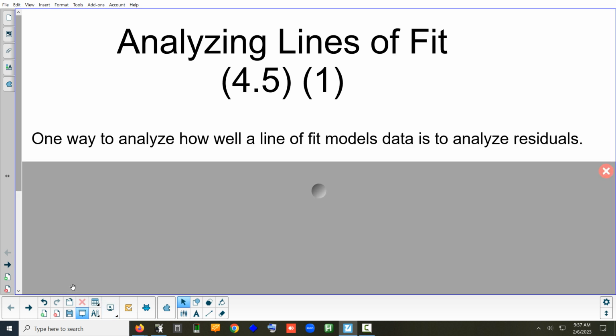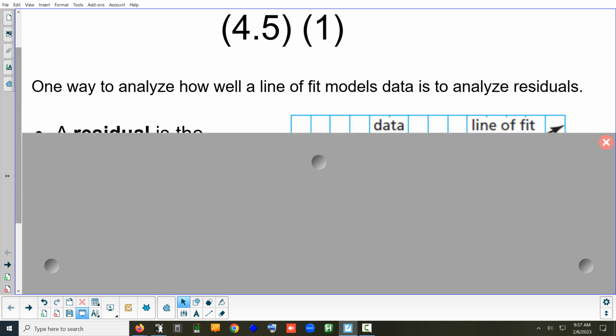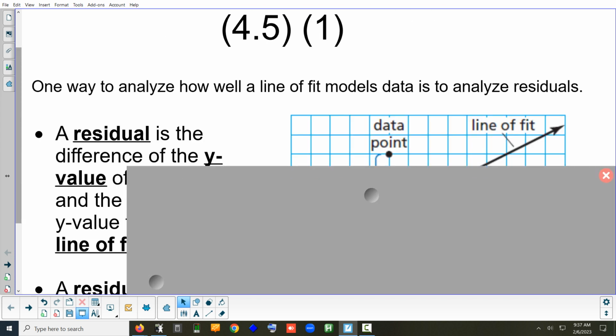Now, another way to look at how good of a line you drew through points is to look at what's called a residual. Okay, and I'm going to show you a picture. It looks like kind of a fancy word. It's really pretty simple. I'm going to show you a picture of what a residual is.